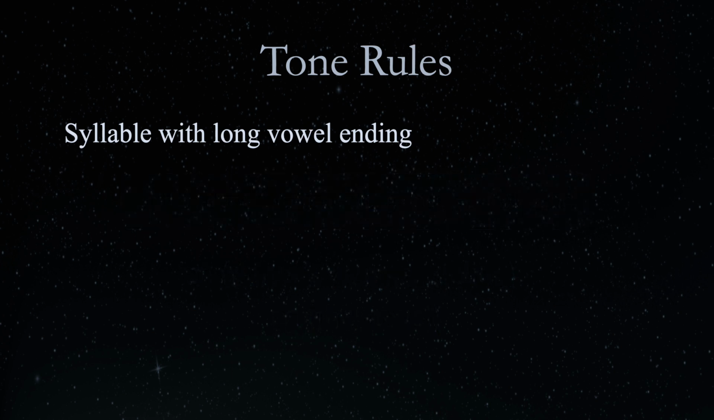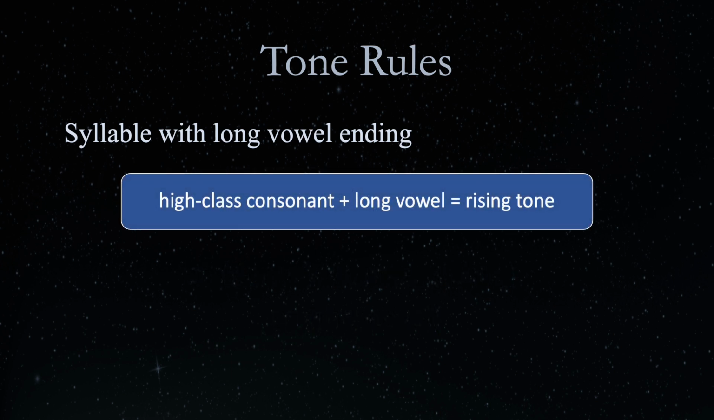A syllable beginning with a high-class consonant and ending with a long vowel sound is in the rising tone. For example, ka, meaning leg. The word ka has one syllable that begins with the high-class consonant kokai and ends with the long vowel sara.